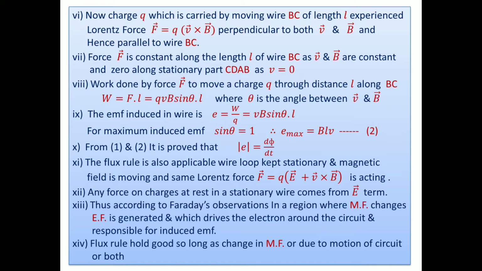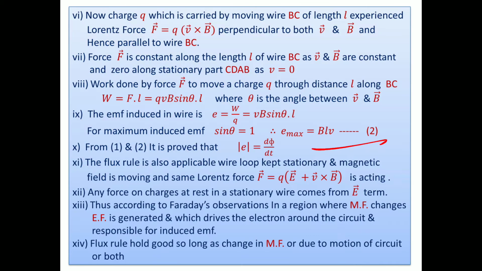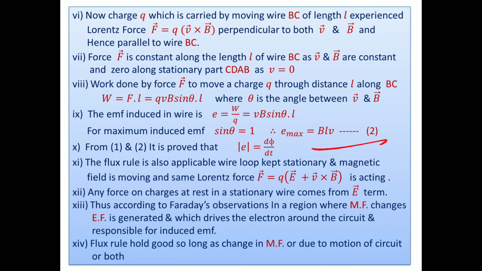This is equation number 2. Look, this equation number 2, and here we go through equation number 1. From equations 1 and 2, we get E equal to d phi by dt, equal to BLV, and here again E equal to BLV. So you can take the modulus of E, the magnitude of induced EMF, equal to d phi by dt.